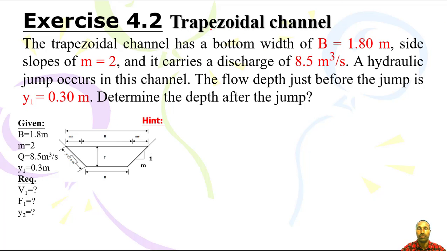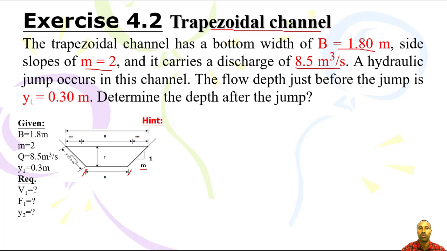Another exercise is a trapezoidal channel. If you have a trapezoidal channel, how do you compute? A trapezoidal channel has a bottom width of this one. You have the bottom dimension, this dimension given. Then side slope again M2. This is 1 to M already given, and it carries a discharge of 8.5 meter cube per second.